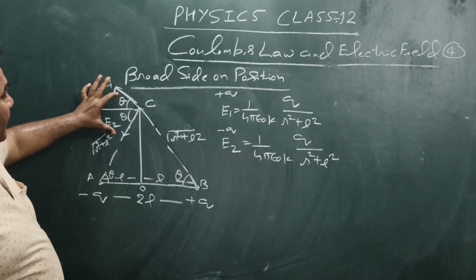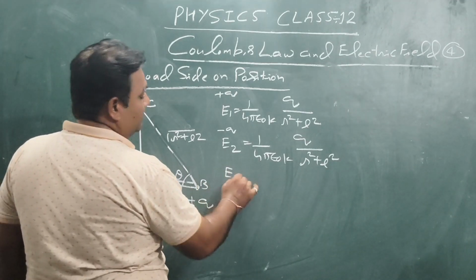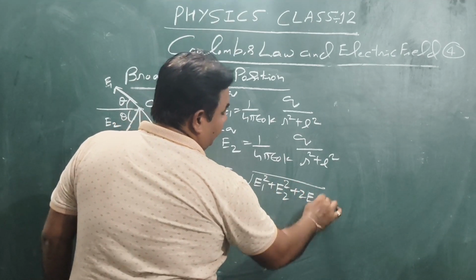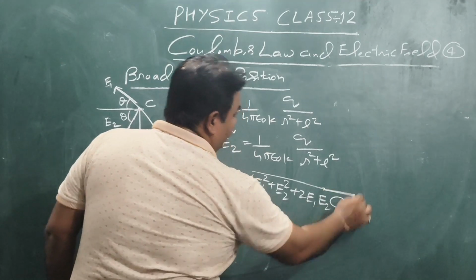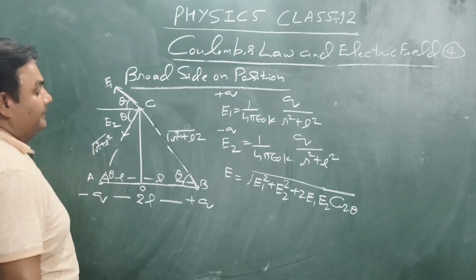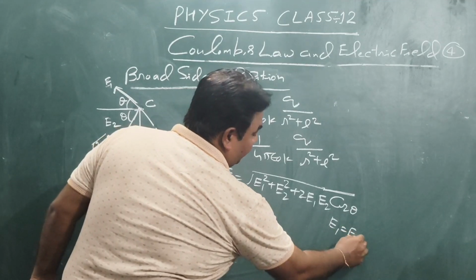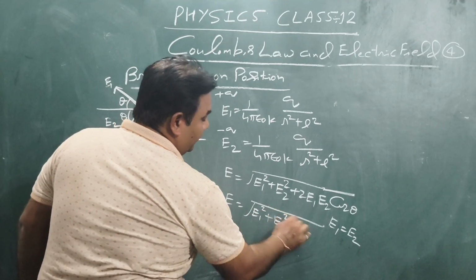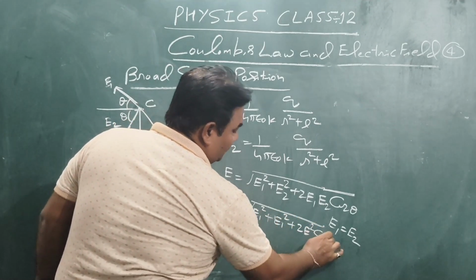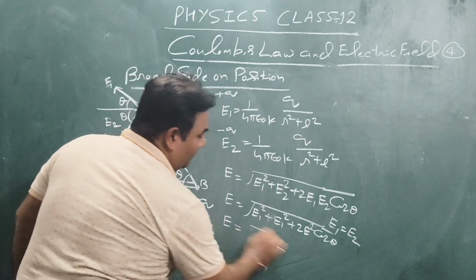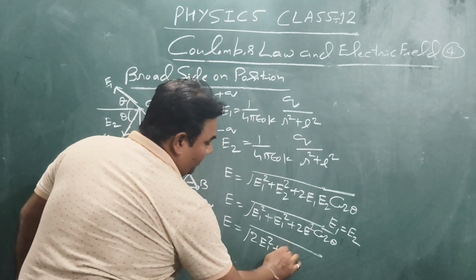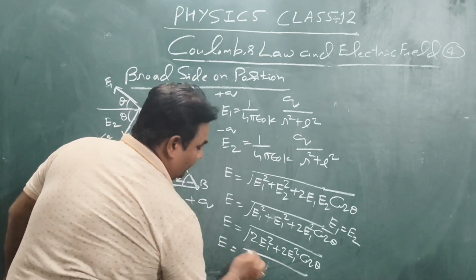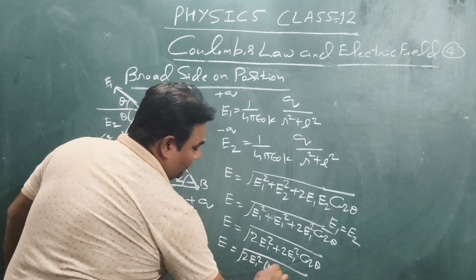When two vectors make an angle with each other, the resultant E is equal to under root E1 square plus E2 square plus 2 E1 E2 cos 2 theta. With this method we can find the resultant intensity. But since E1 is equal to E2, in place of E2 we put E1: E is equal to under root 2 E1 square plus 2 E1 square cos 2 theta. Take common 2 E1 square, 1 plus cos 2 theta.